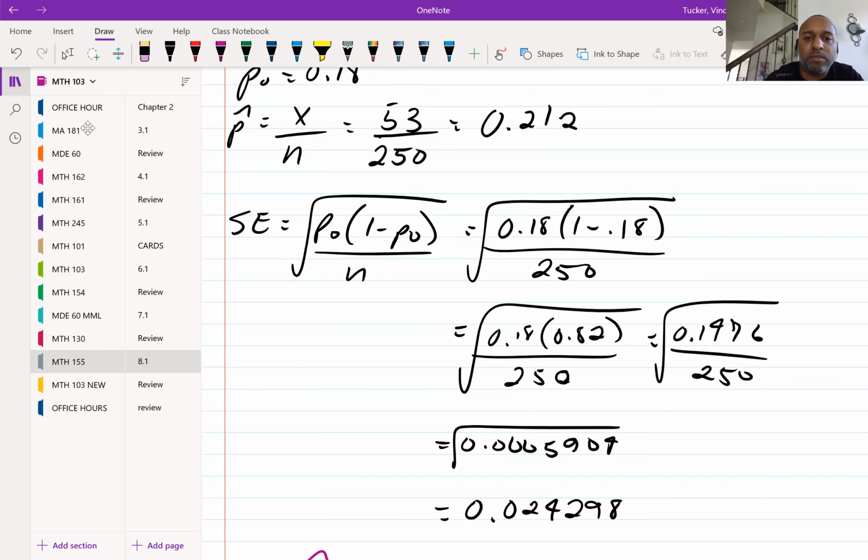Oh, somebody said something. Somebody asked, where did 53 and 250 come from? It was given in this problem. That should be given anyway, in some shape or form, but I'm pretty sure in this type of problem, they said x is equal to 53 and then n is equal to 250.